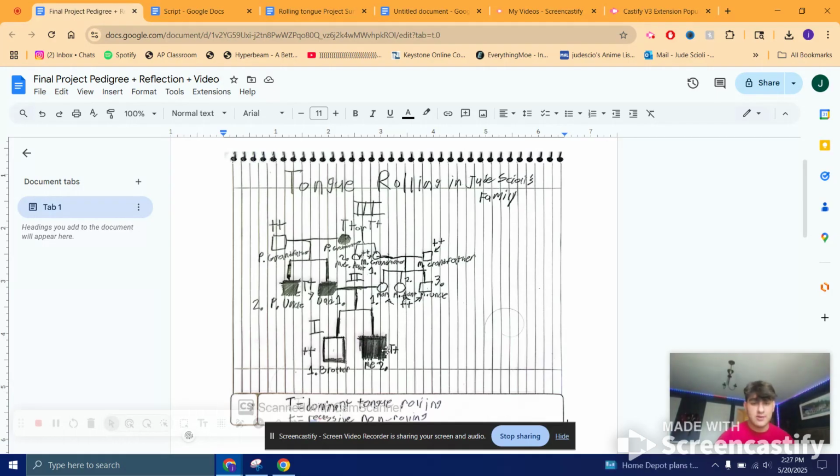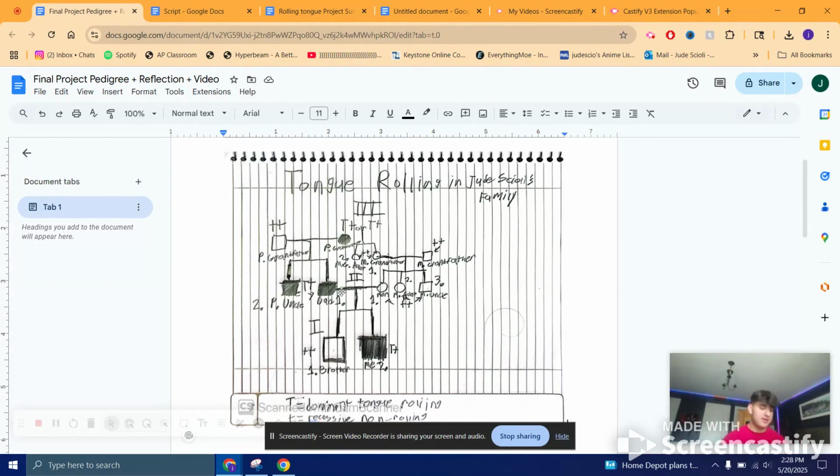So a black square means that you can roll your tongue and you're a male, and a white square means you cannot roll your tongue and you're a male. And a black circle means you can roll your tongue and you're female, and a white circle means you cannot roll your tongue and you're a female. And then these lines just show marriage. So it was really neat to be able to see how this trait was inherited in my family.